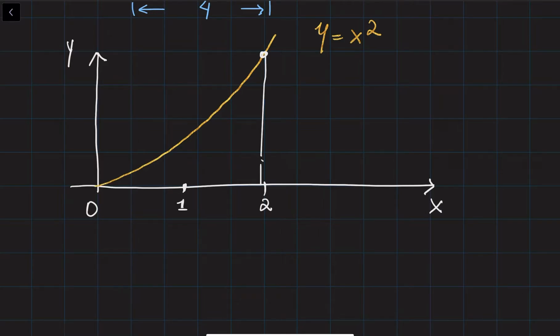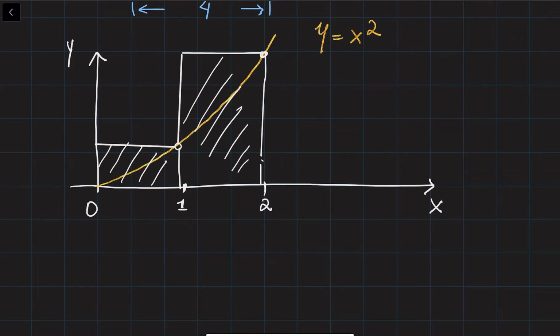The thing is, we only know how to find the areas of rectangular figures. Since this is not a rectangular figure, what we can do is approximate it. Let's just split this area into two rectangles. This is going to be the first rectangle here, and this is going to be the second rectangle. Obviously it's going to be a very weak, very bad approximation, but still we can find this.